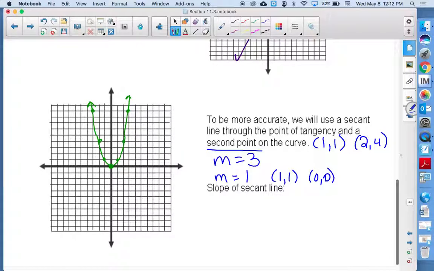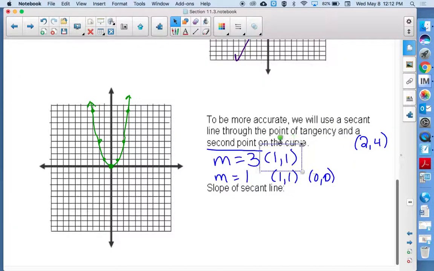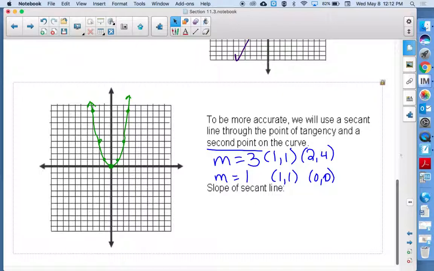So again, the slopes are different depending upon the point that you choose. If I chose these 2 points of (1, 1) and (2, 4), I'll put them next to it here. My slope is 3, but if I pick 2 points that are closer together, my slope is 1. So not quite as accurate, but at least we're using points on the graph.